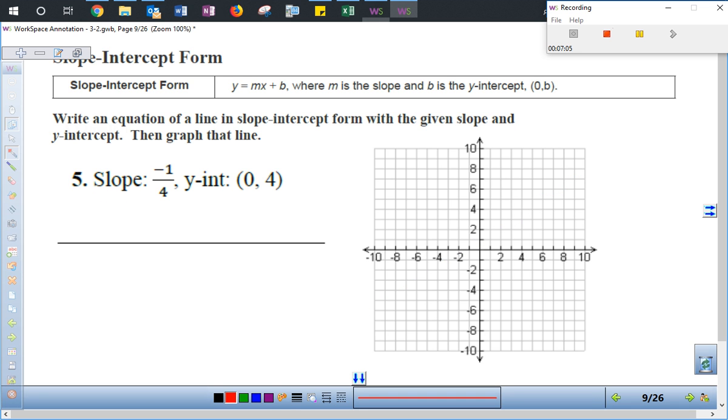On number 5, I would like you to go ahead and pause the video and try number 5 on your own. Okay, hopefully you got an equation of y equals -1/4 x plus 4.